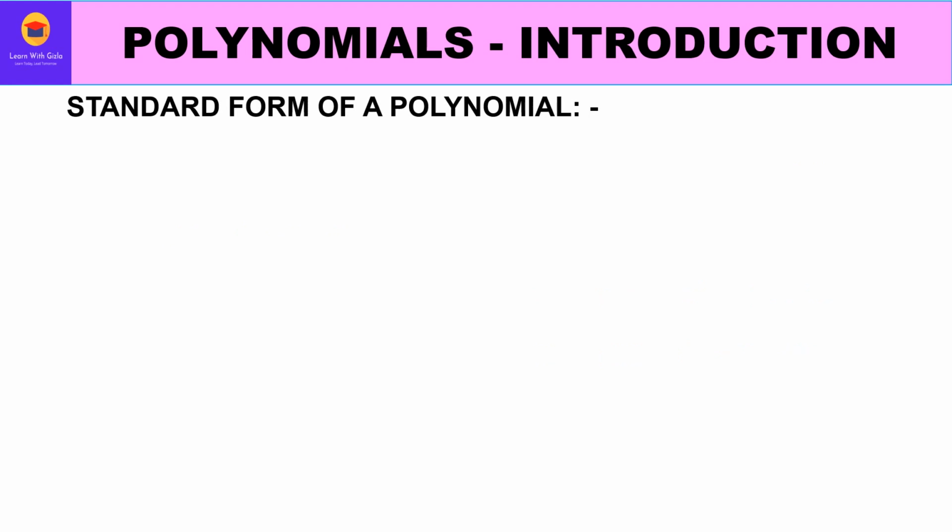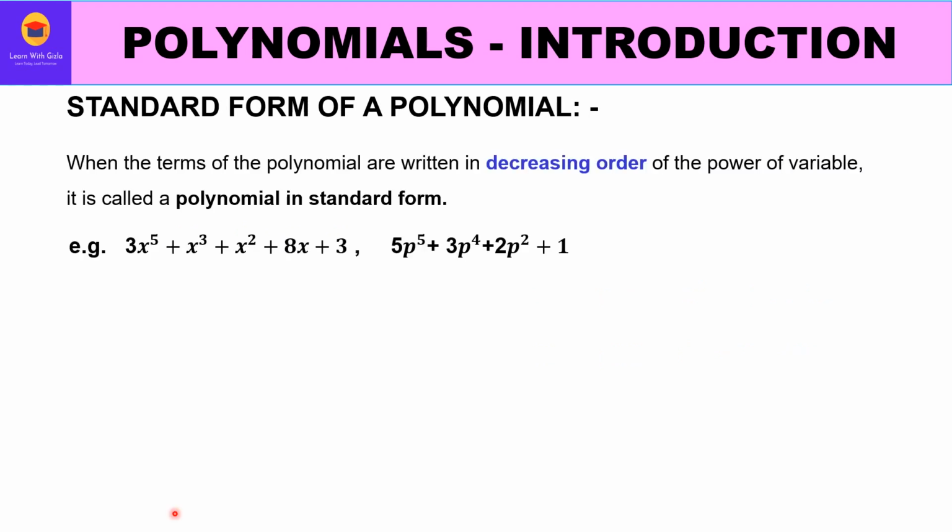Now let us learn about the standard form of a polynomial. When the terms of the polynomial are written in decreasing order of the power of the variable, it is called a polynomial in standard form. Right? So what is a polynomial in standard form? The terms of the polynomial should be written in decreasing order of the power of the variable.